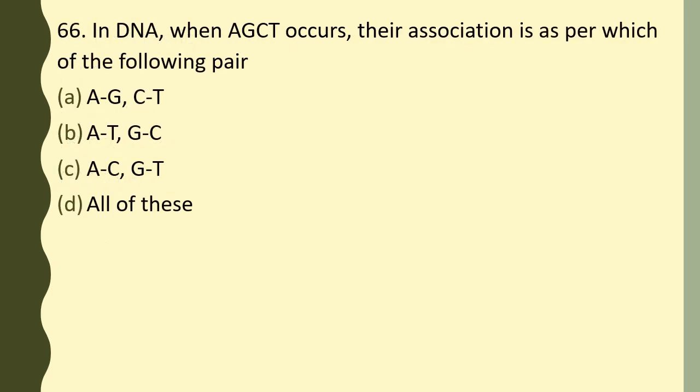Question number 66. In DNA, when AGCT occurs, their association is as per which of the following pair? Option A, A with G, C with T. Option B, A with T, G with C. Or option C, A with C, G with T. Or option D, all of these. Correct answer is option B, A with T and G with C.